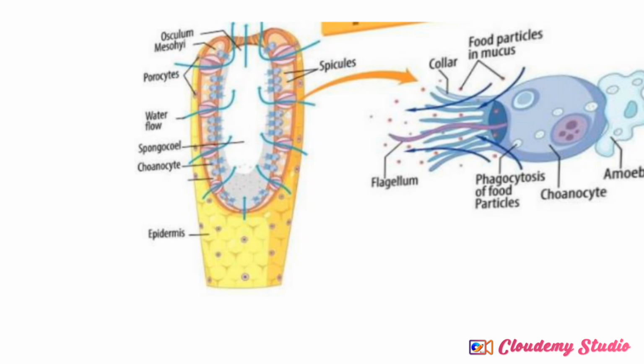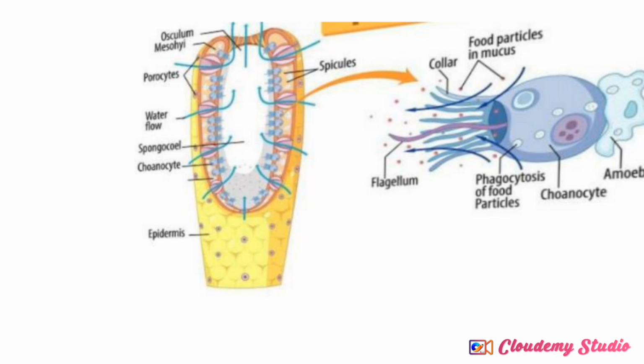And we say they have three layers: the inner layer, the outer layer, and the middle layer. The outer layer is termed the pinacocytes. The middle layer is termed the mesohyl, and the inner layer is termed the choanocytes or the choanoderm.